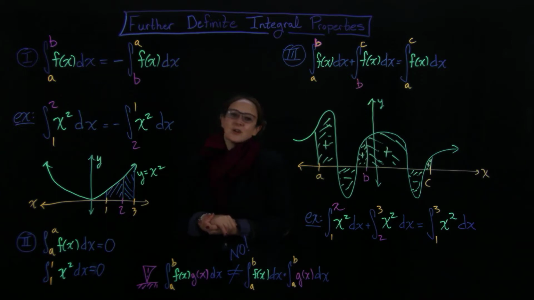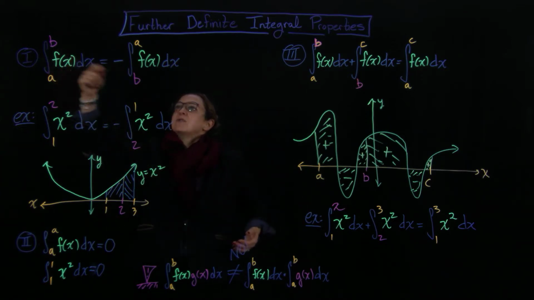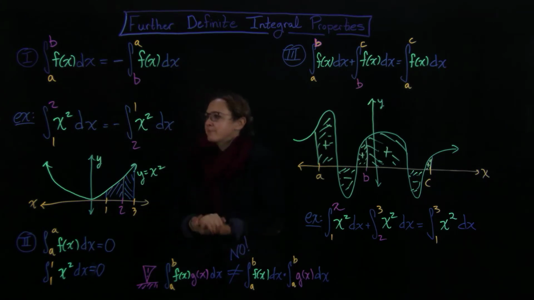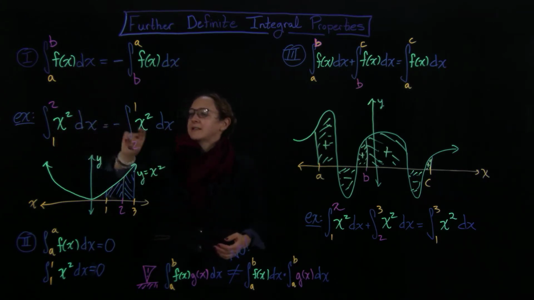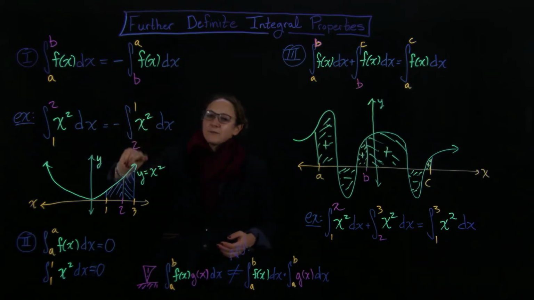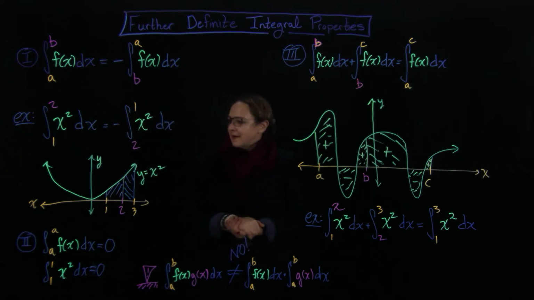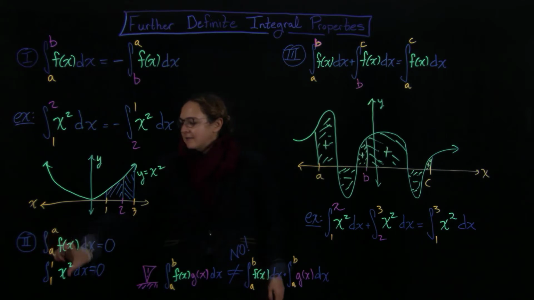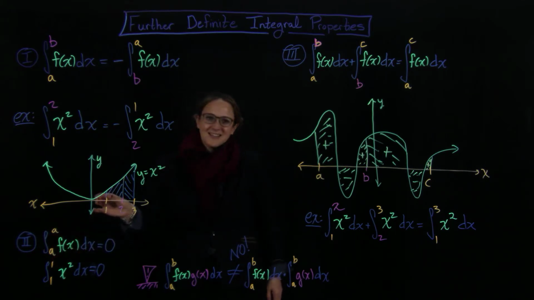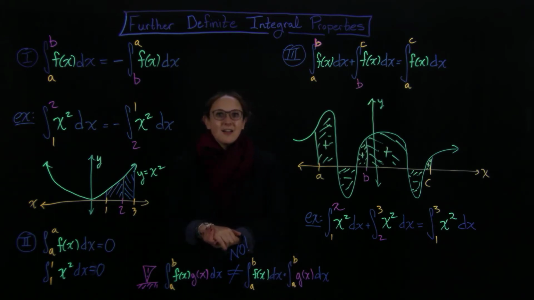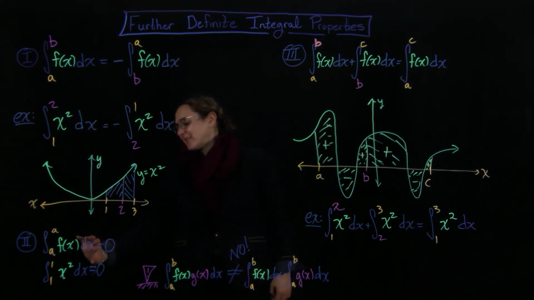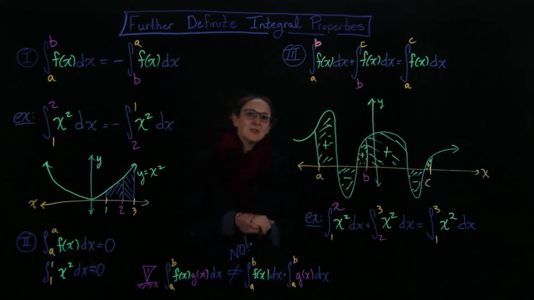So just to go through and summarize each of these: when we switch the bounds, we put a minus sign in front. I showed that with the integral from 1 to 2 of x squared. I would get a minus sign in front if I was going from 2 to 1 instead. And if my bounds are the same, that's like taking a zero width, so that's like a zero area, and you could believe that that integral is 0.